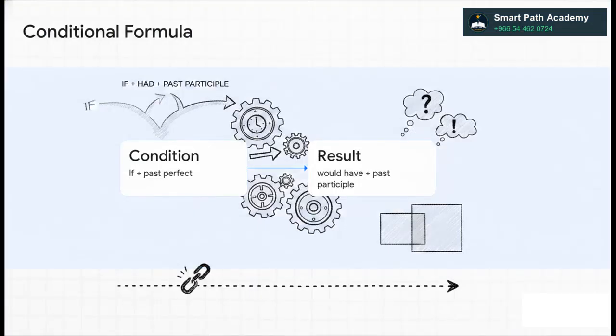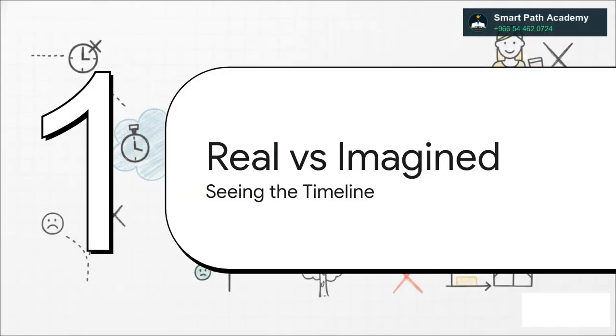Let's look at the nuts and bolts of this grammar rule. To build a time machine, you need a very precise formula, right? If you jam the wrong pieces together, the machine just isn't going to work. So, here is our step-by-step formula. The first part, our condition, is if plus had plus a past participle. Then the second part, our imagined result, is would have plus a past participle. When you lock these two halves together, you are telling whoever is listening that you're imagining a completely different outcome in the past.